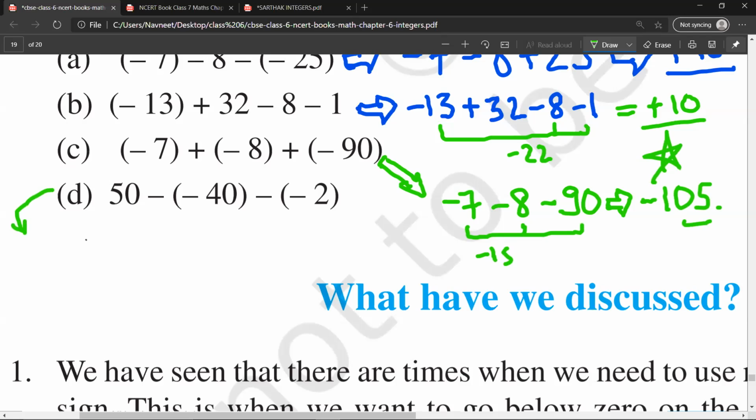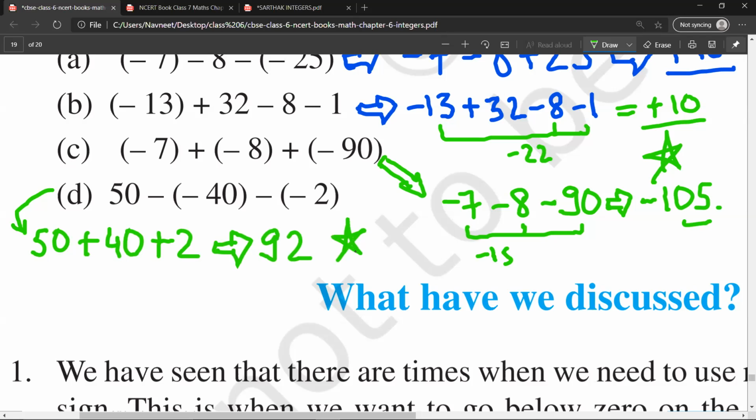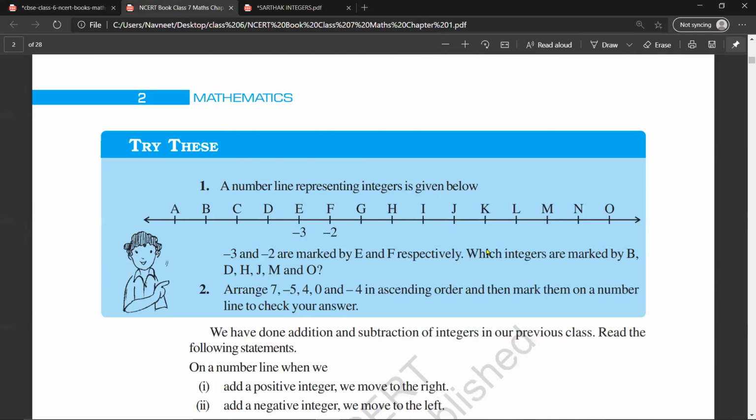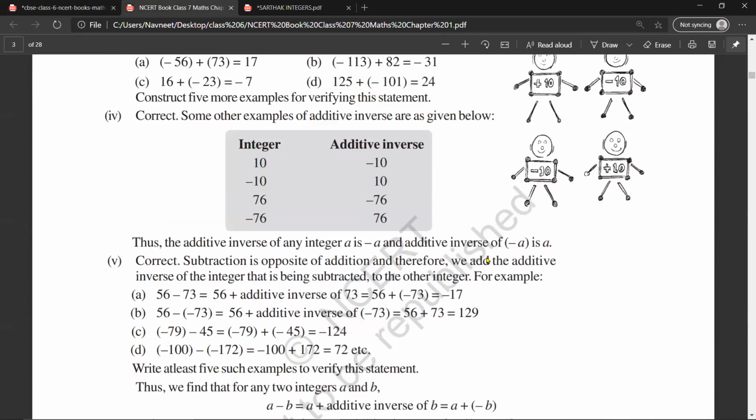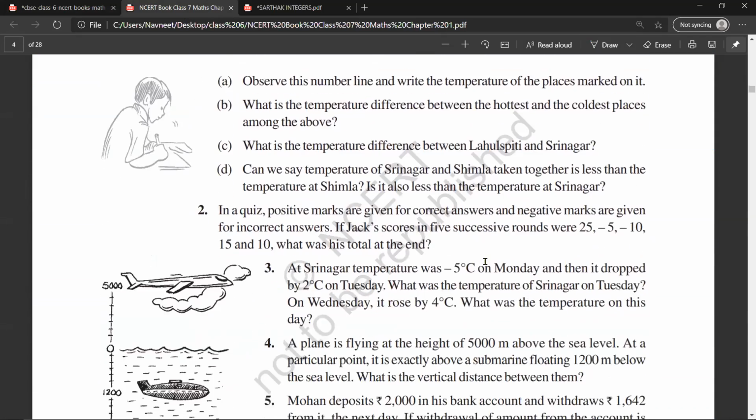Step 1. 50, plus 40, plus 2. Answer will be 92. Shabash. Very nice, Mr. Sarthak. Very nice. Let's practice some more questions. Yes, sir.